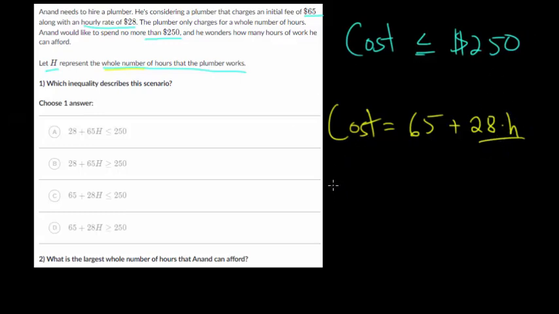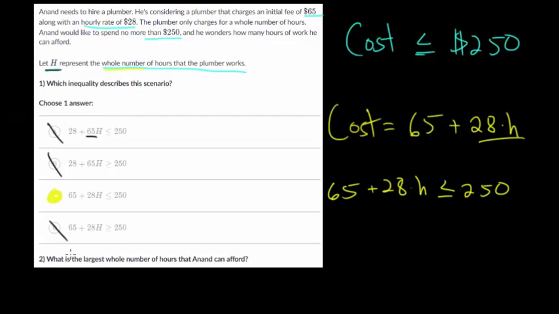Now, just putting it all together, you get 65 plus 28 times H is less than or equal to 250. And so that would be this inequality right here. Now, you could go through your process of elimination. It can't be these because that's spending more than he has. And this one, they put the 65, the initial fee, attached to the number of hours, which doesn't make sense because we have an hourly rate of $28 per hour, and so you would multiply that by the number of hours to find the total amount. So that one doesn't work either.